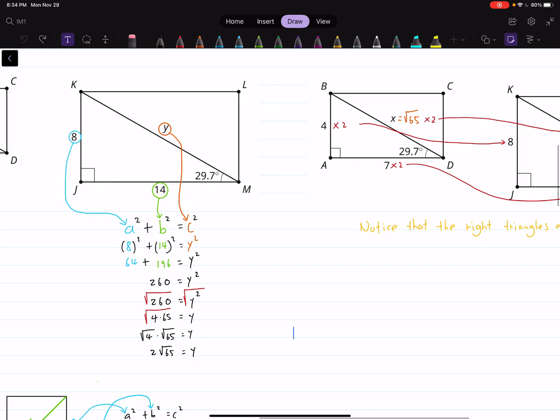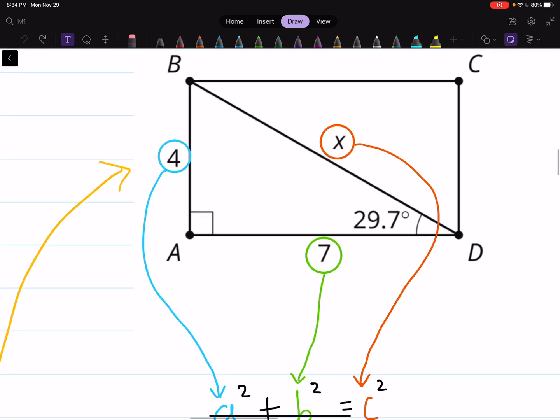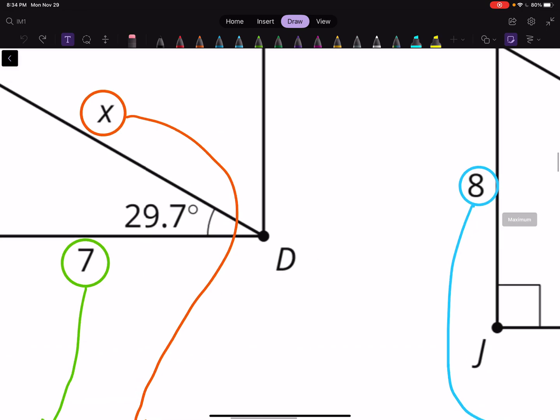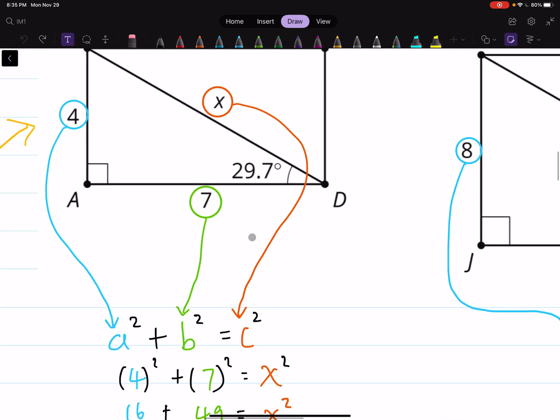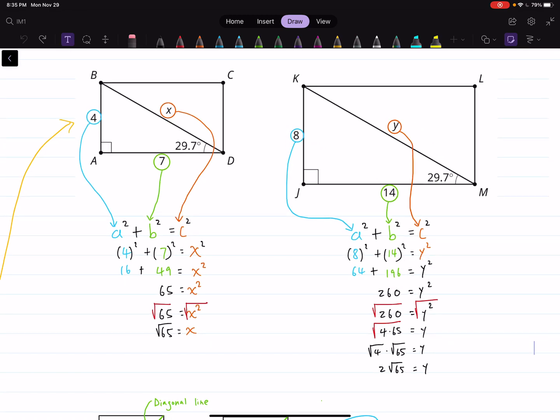So one thing that I do want you guys to notice is the proportions of these rectangles. It's going from 4, right? 4 times 2 is 8. And 7 times 2 is 14. And so as you can see, it's just doubling in length. Because the rectangles are similar, we're multiplying the hypotenuse by 2, and it'll become 2 square root of 65 here. Okay, and this 2 just means that it's double the size of square root of 65.